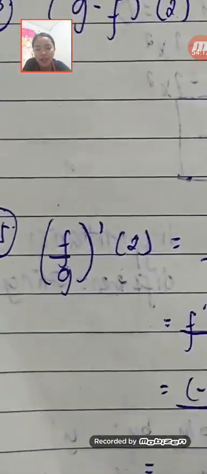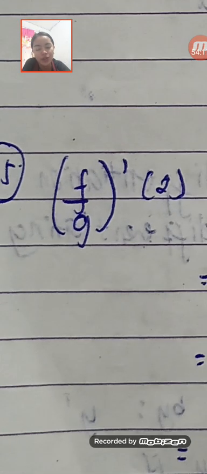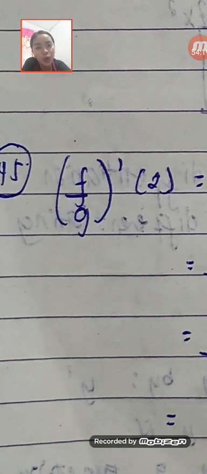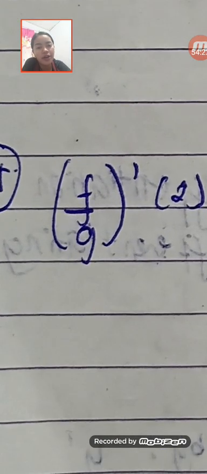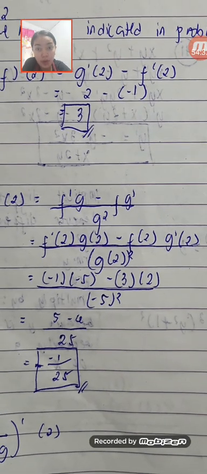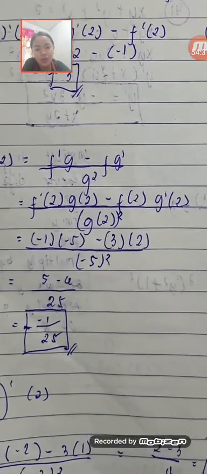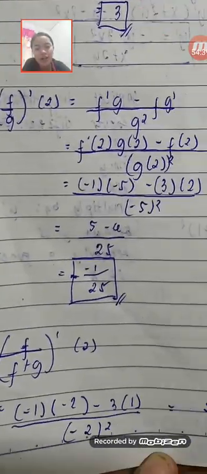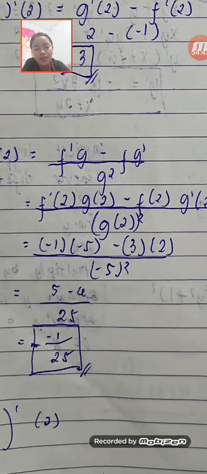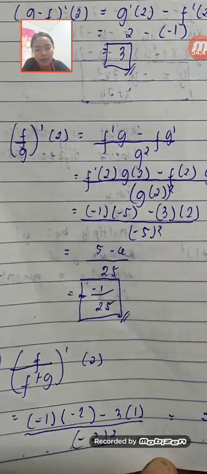The same process goes with this one. This is a quotient or division. That's why we need to use the rule or the formula for getting the derivative of this. So the quotient rule is this one. You just need to distribute the 2 and get their numbers here. After getting their numbers, you just need to simply equate them. And that's why we come up with negative 1 over 25.